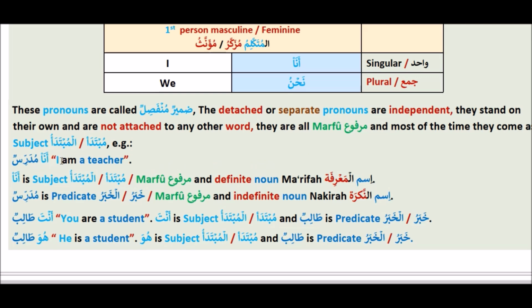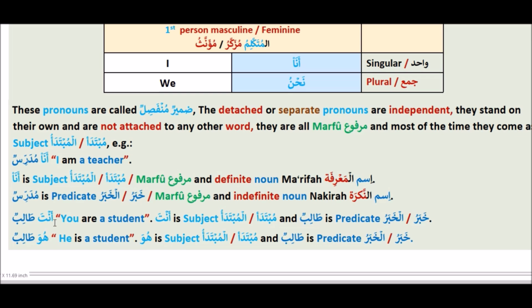Ana mudarrisun. I am a teacher. This is a pronoun for first person singular. Ana is a subject. It's marfu and it is a definite noun. All pronouns are definite because they replace the noun. Mudarrisun, this is predicate, khabar. It is also marfu and it is an indefinite noun, nakira. Subject mubtada is always marfu and most of the time definite. Predicate khabar is always marfu and most of the time it is indefinite.